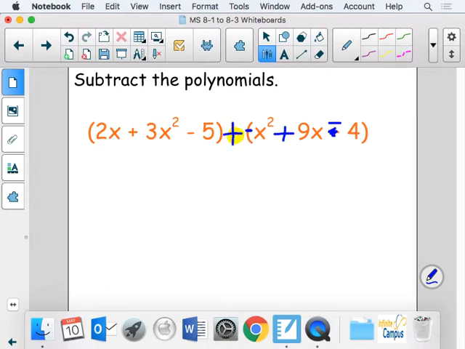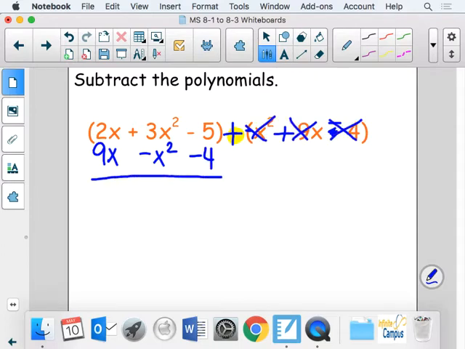And now it's lining up like terms. Negative x squared goes there. Positive 9x is like terms with positive 2x. Negative 4 is like terms with negative 5. So we've accounted for all of these. And we add to get 11x plus 2x squared minus 9 as your final answer.